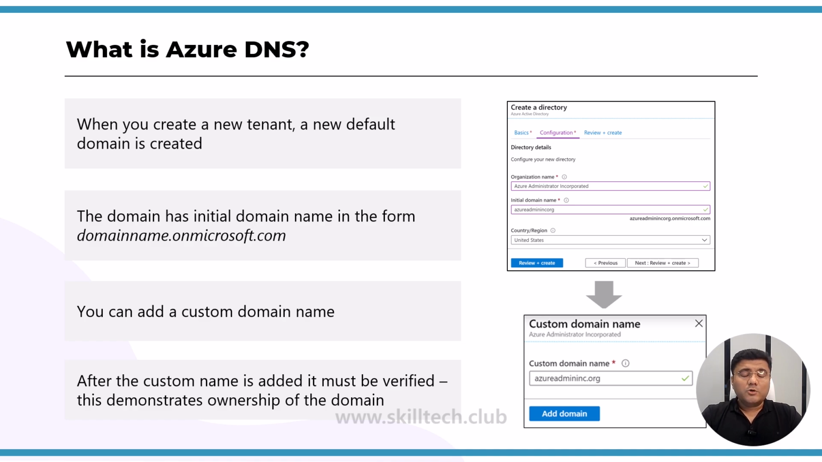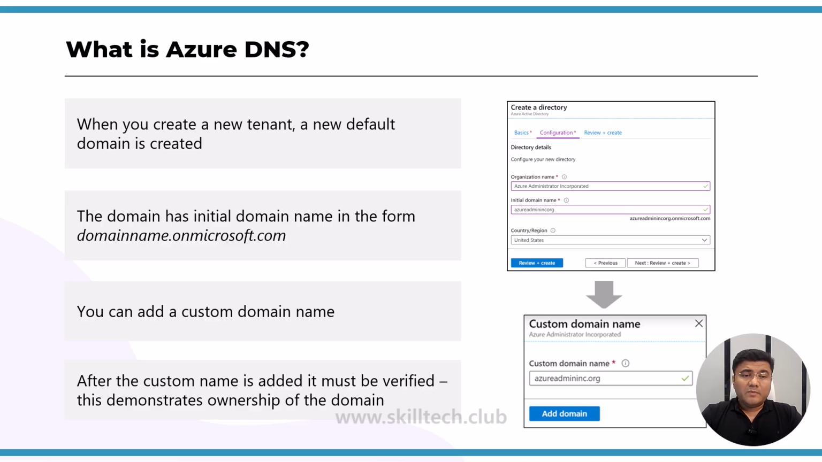Basically, most of the time when you create a new tenant, it is going to be associated with a new domain. And obviously, we are not able to remember or recall the tenant ID, but we can at least remember the domain name. The domain name which is initially associated with your Azure tenant is going to be something.onmicrosoft.com. And then you can also add a custom domain name if you have purchased one.